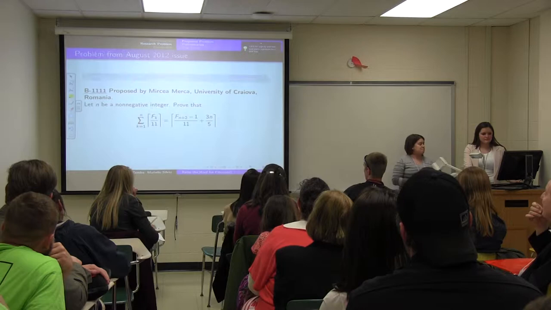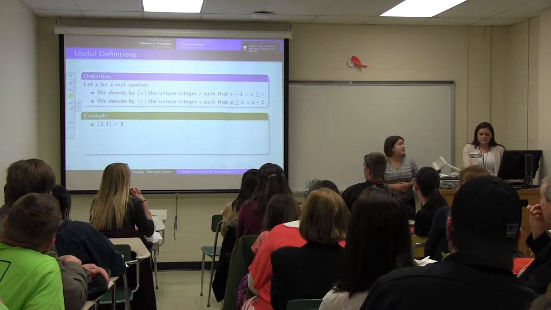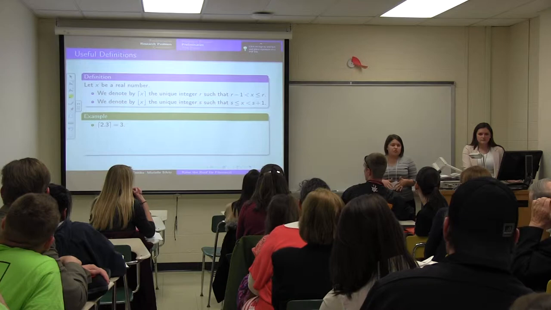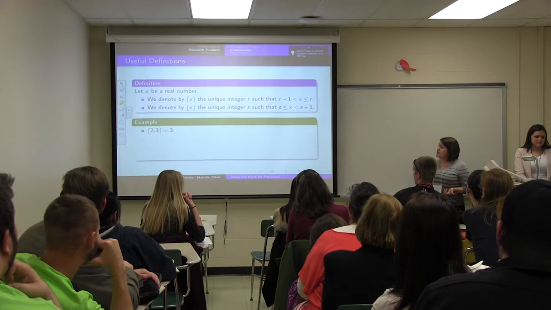Just to go over a few definitions to start with that you'll see throughout our proof. Throughout the proof, frequently you will see the ceiling function and the floor function. To be exact, the ceiling of x is the unique integer r, such that r minus 1 is less than x, is less than or equal to r. In simpler terms, the ceiling of x is the least integer that is greater than or equal to x. So an example of this is the ceiling of 2.3. So the least integer that is greater than or equal to 2.3 is 3. And another example of this is the ceiling of negative 5.1, which is equal to negative 5.